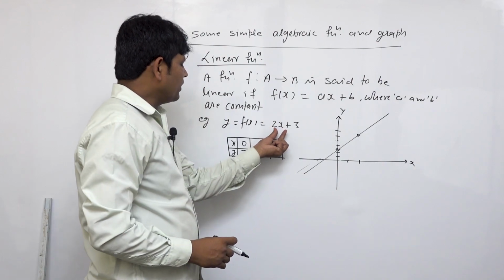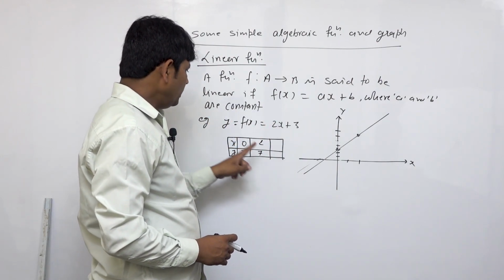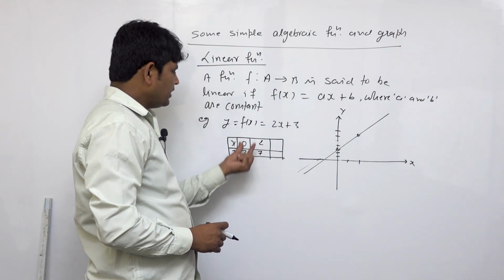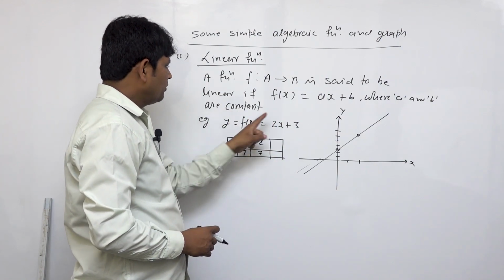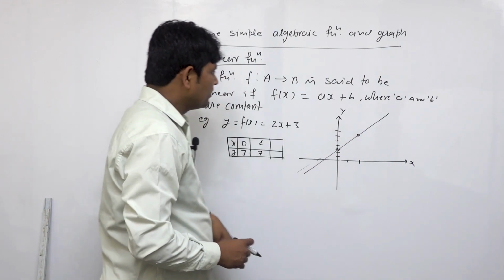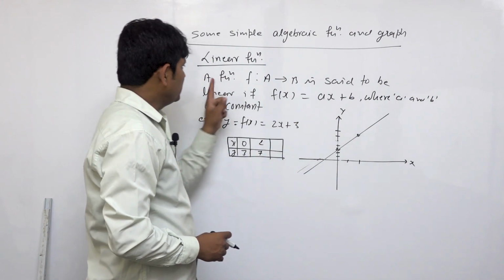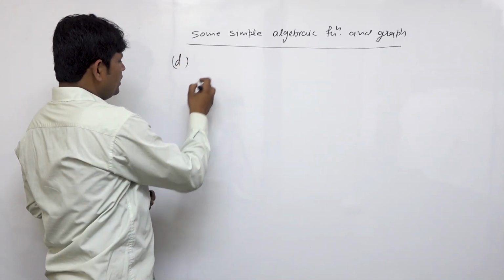So any linear function, if the power is 1, that is called linear. And if we have to draw, we can make a table. At least 2 points we have to select. You can choose any values of x, put them here, get the value of y, and plot those points on the graph and join them. This way we get a straight line. That is why this is called a linear function. So now another is the quadratic function.